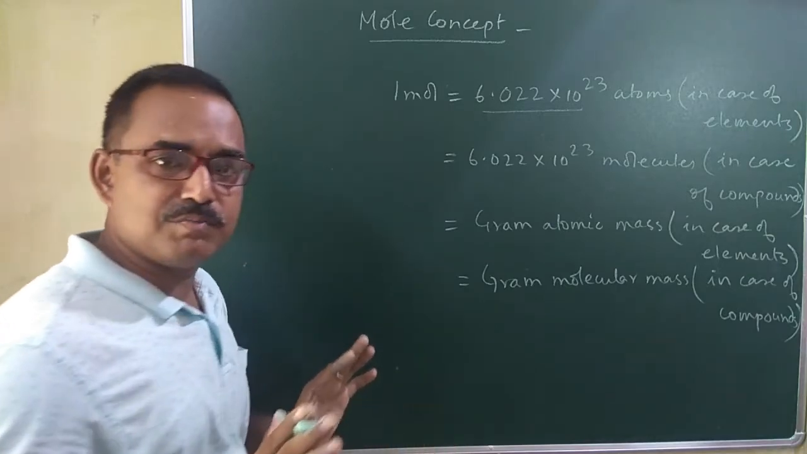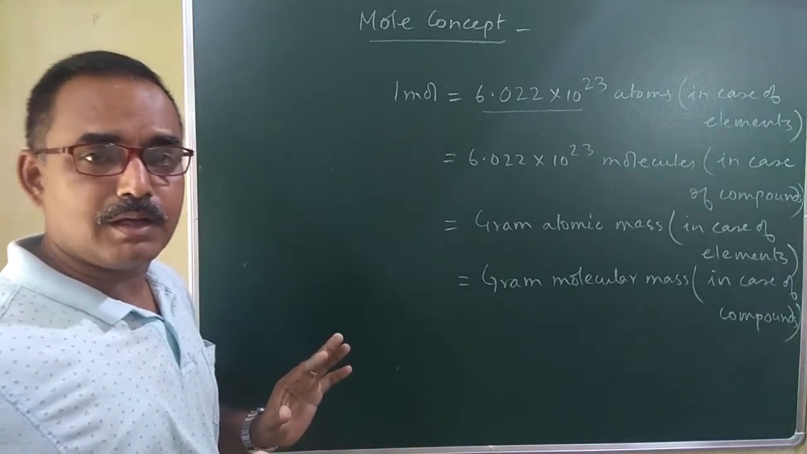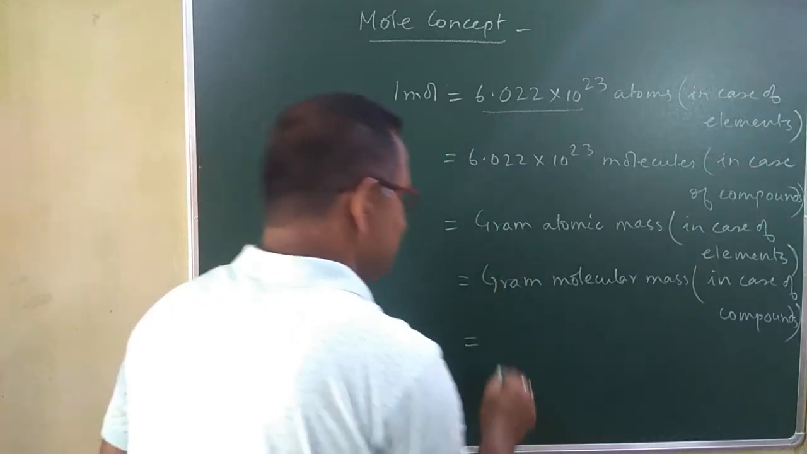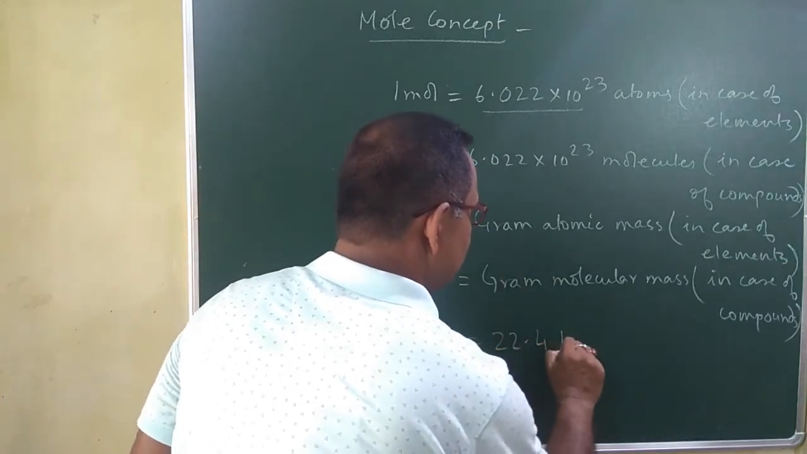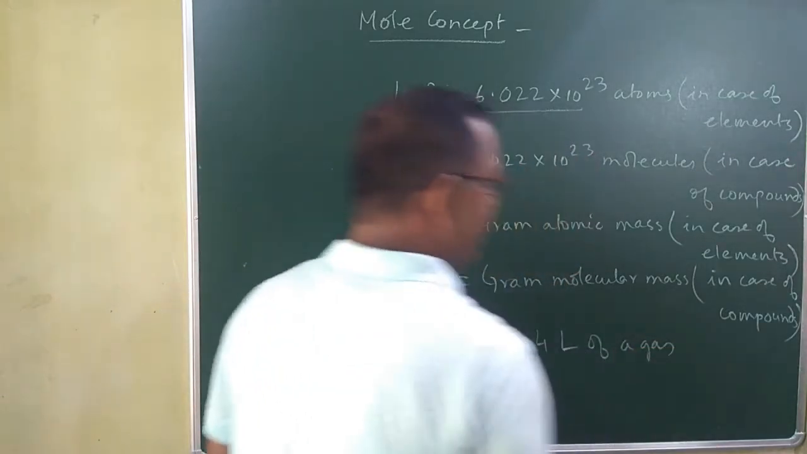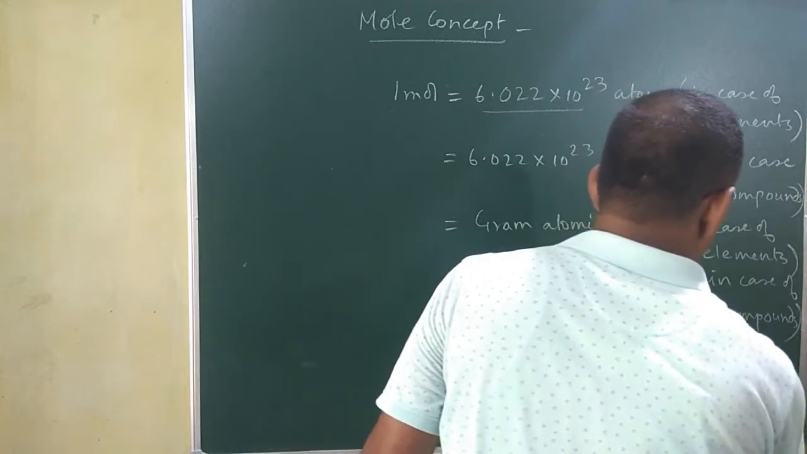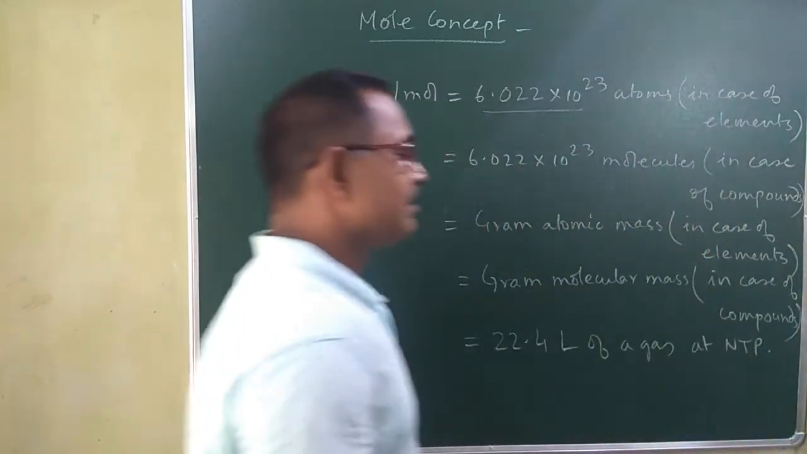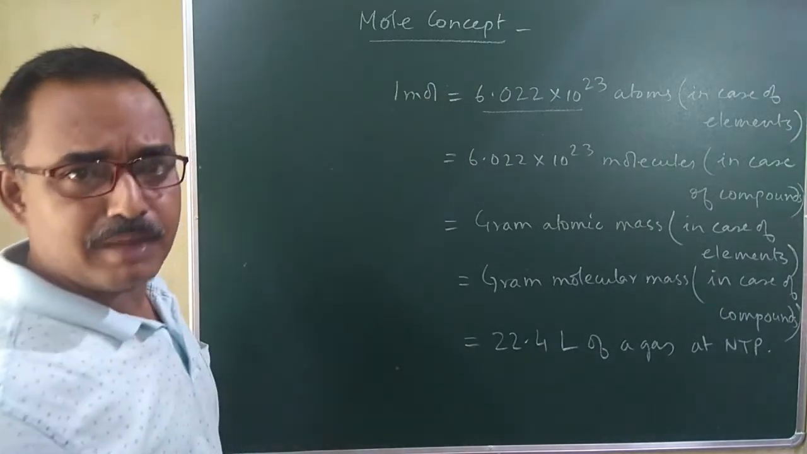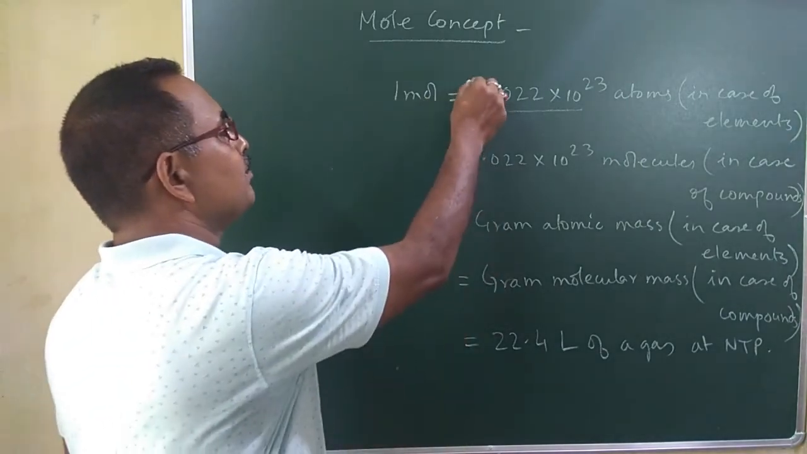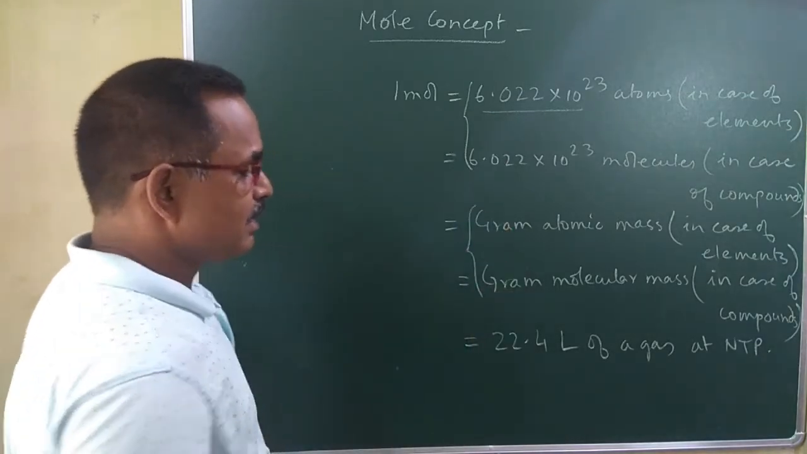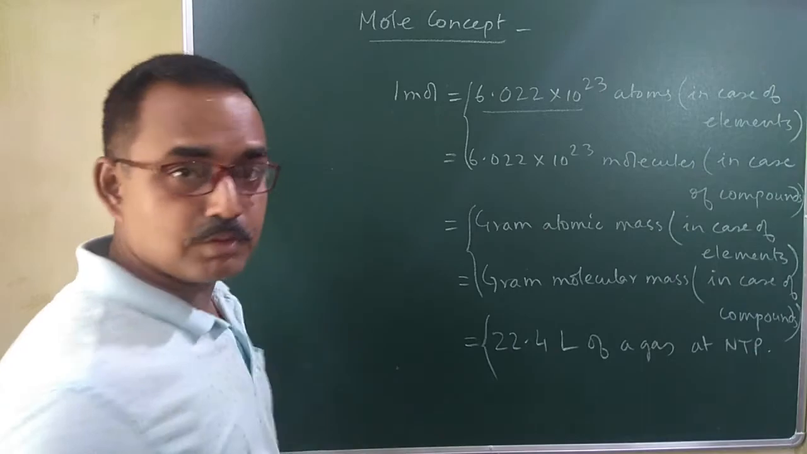Now, it is possible to define mole in terms of volume also. One mole of a gas is equal to 22.4 liter of a gas at NTP. So you remember these 3 points: mole in terms of number, mole in terms of mass, and mole in terms of volume.